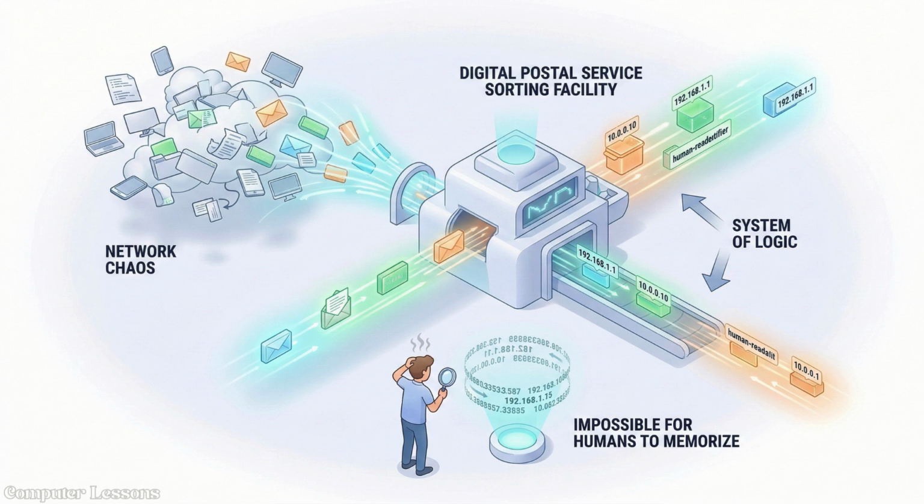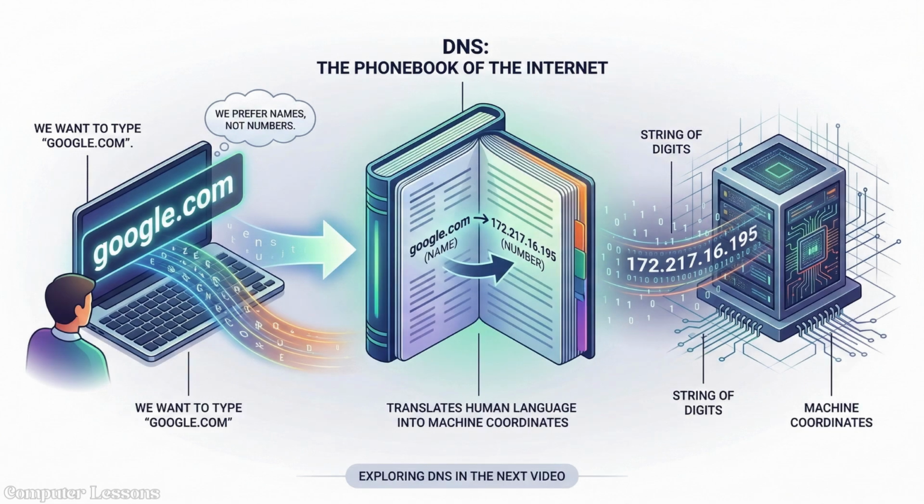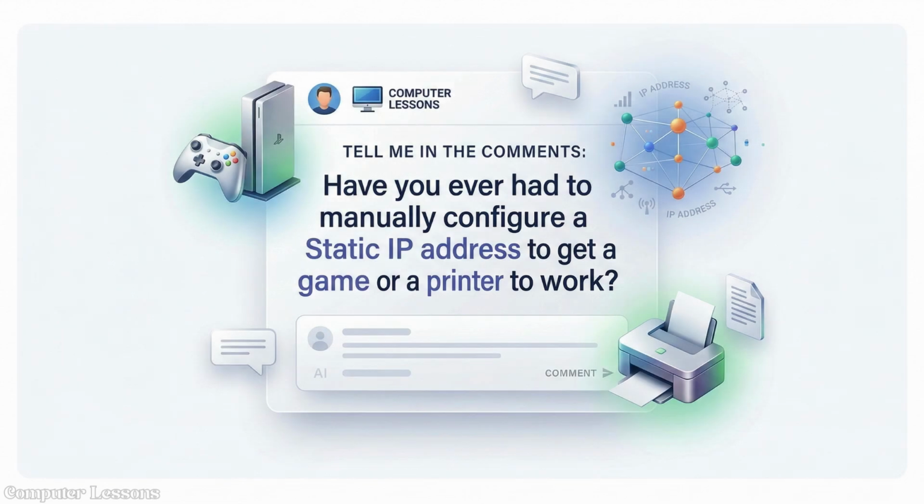But memorizing these numbers, 192.168.1.1, is impossible for humans. We prefer names, not numbers. We want to type google.com, not a string of digits. In the next video, we will explore DNS, the phone book of the internet, which translates human language into machine coordinates.